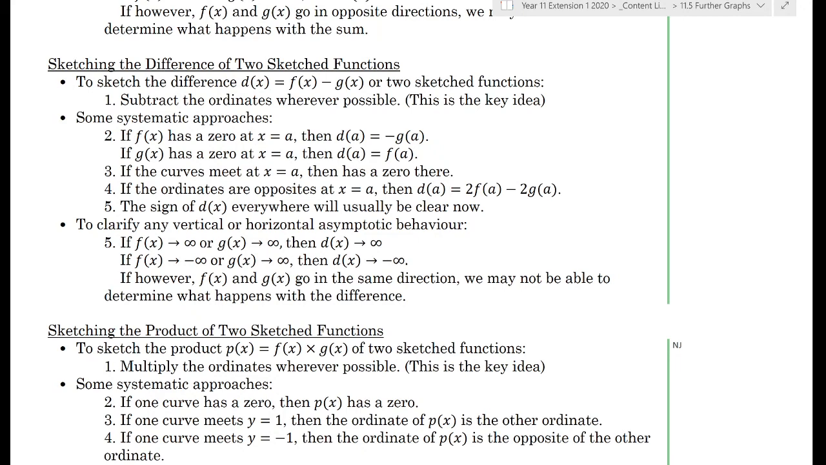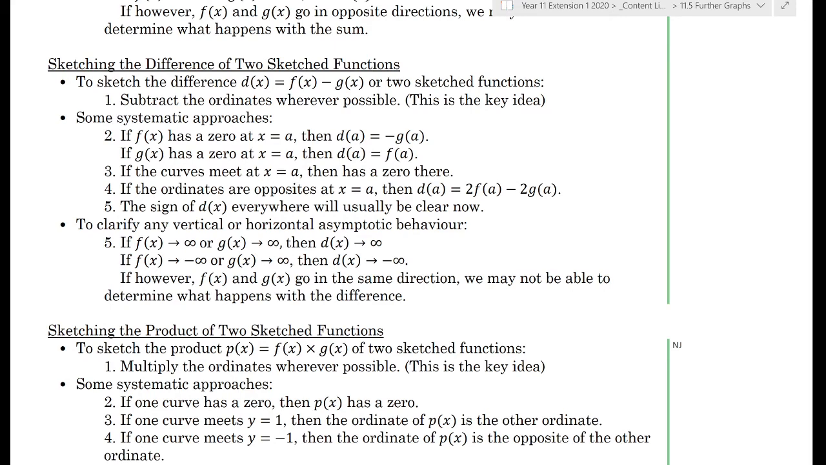You can't do that with the difference. If you do f of x minus g of x, that's like saying 5 minus 2, which is different to what 2 minus 5 would be. So you need to make sure that they are the same way around. Basically the steps are pretty much exactly the same, except a little bit different. So subtract the ordinates wherever possible. That's what we're doing.